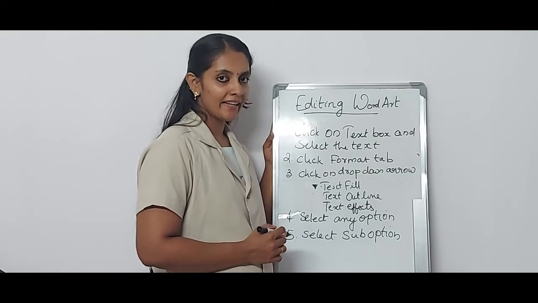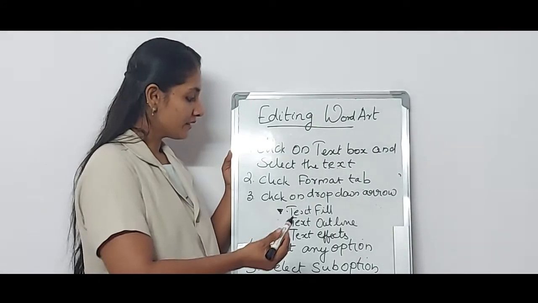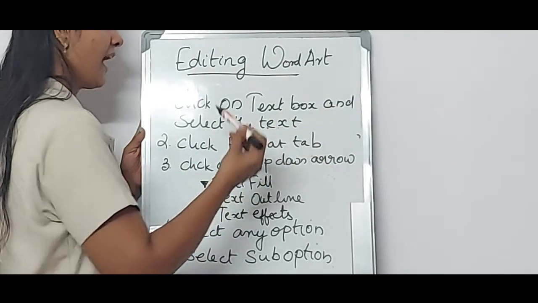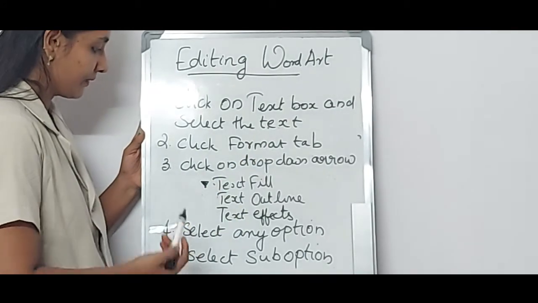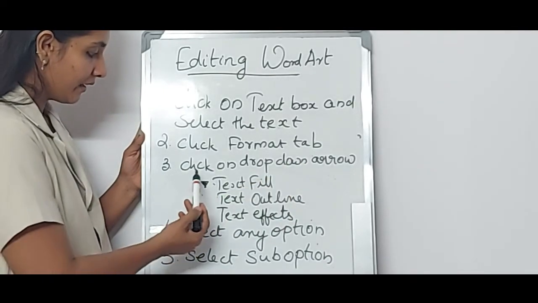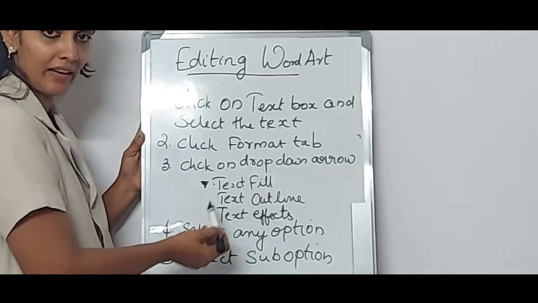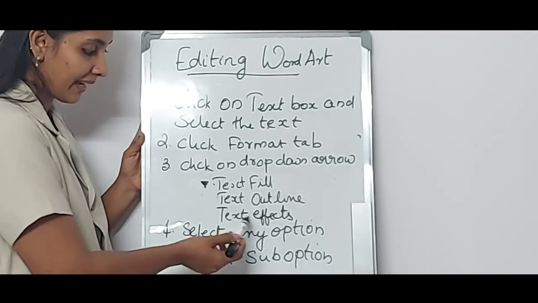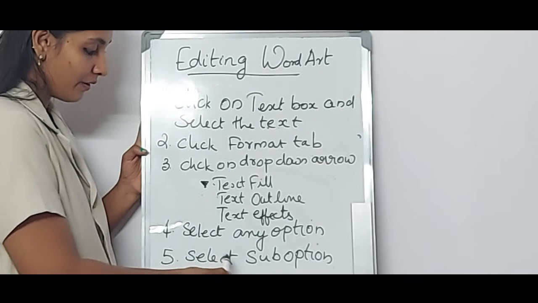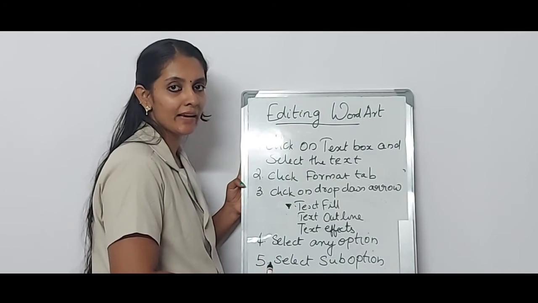Next topic is editing word art. If you want to change or edit the word art, you can just follow these steps. First one, click on the text box and select the text. Second step, click on Format tab. Step 3, click on the drop down arrow next to the commands Text Fill, Text Outline, Text Effect. Step 4, select any option from these commands. Step 5, select the sub option. So these are the steps for editing a word art.